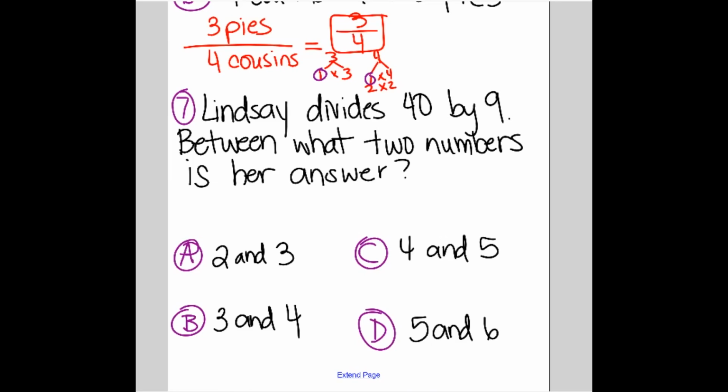Number 7 says Lindsay divides 40 by 9. Between what 2 numbers is her answer? So what that means is that she's just dividing, and we have to see when she gets her answer, it's between what 2 whole numbers. If we look at A, it says between 2 and 3. If we look at B, it says 3 and 4. C says 4 and 5. And D says 5 and 6. So we're trying to see between what 2 numbers is her answer.